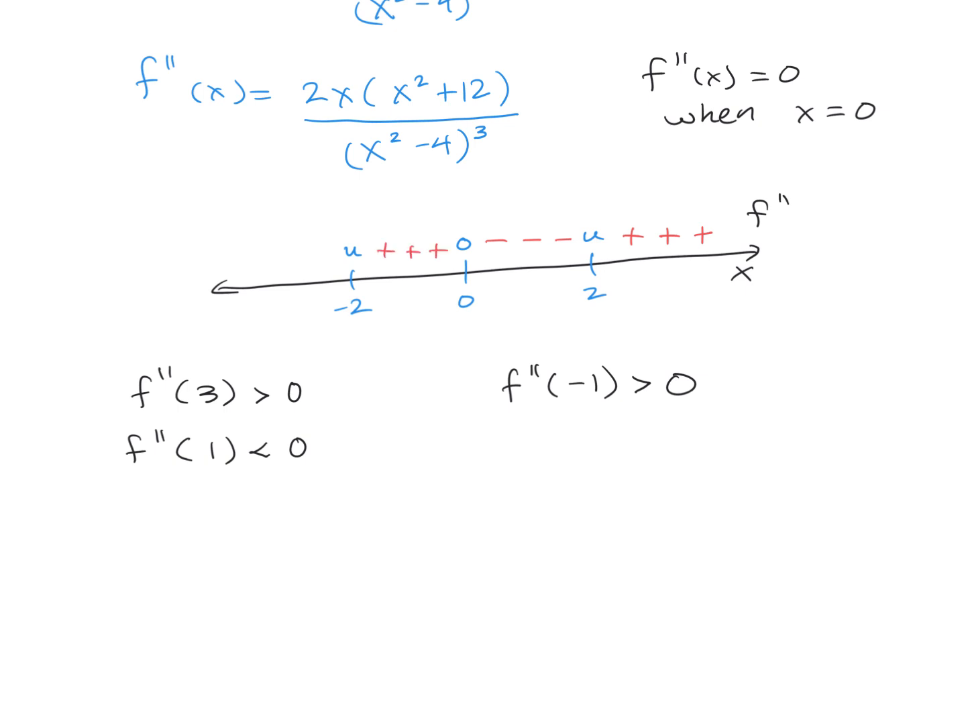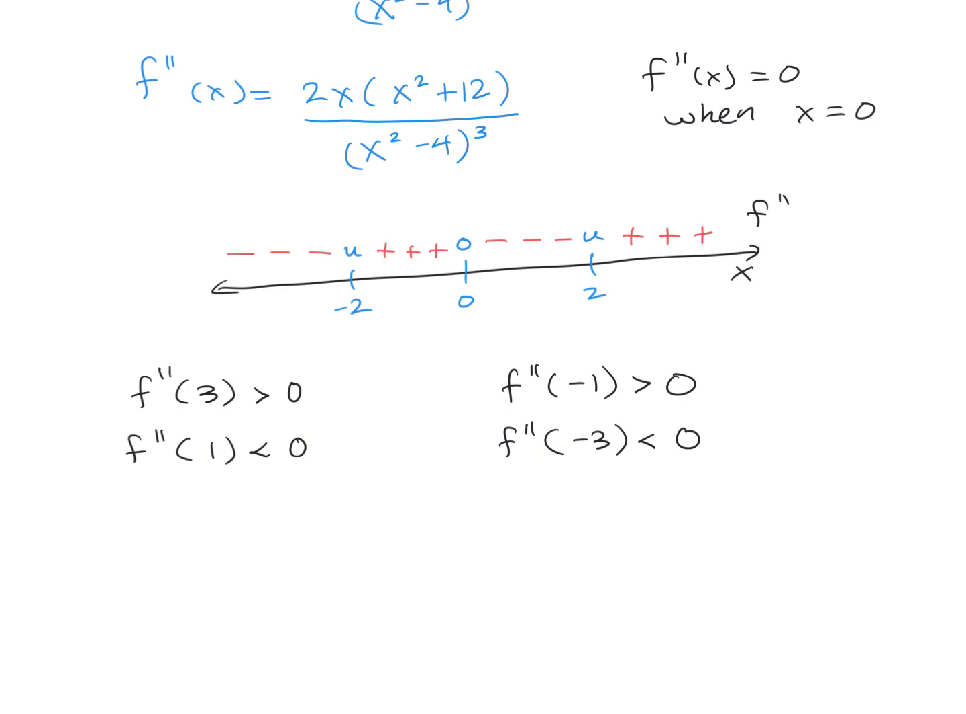And you can kind of imagine what happens left of negative 2. If we use negative 3 in our second derivative, we have a positive denominator, and we're going to have a negative numerator because 2 times negative 3 is negative 6, times something positive is going to be a negative number. And again, down below, negative 3 squared is 9, minus 4 is positive. So that's going to be a negative fraction. And so now we know that left of negative 2, we have a negative second derivative.